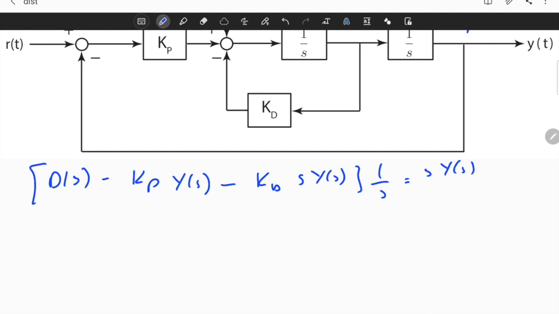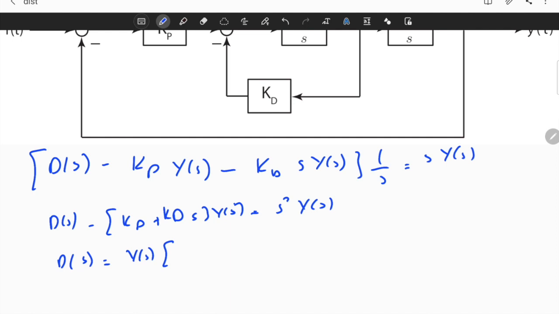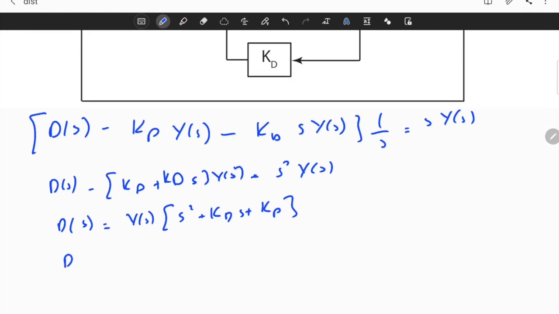So let's try to simplify it to find a better, simplified form of the transfer function. d of s is the input, plus kp times kd s y of s is equal to s square y of s. So d of s is equal to, so we have minus here, y of s. Okay, s square plus kds plus kp. So y of s divided by d of s is equal to 1 over s squared plus kd times s plus kp. Okay, that's great.